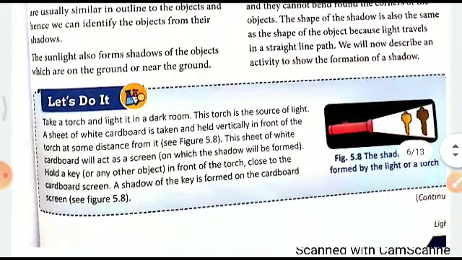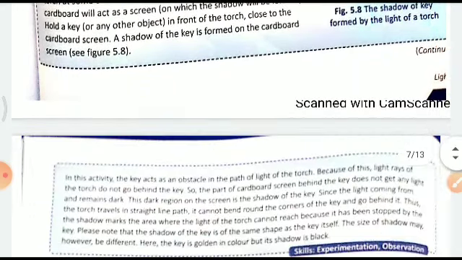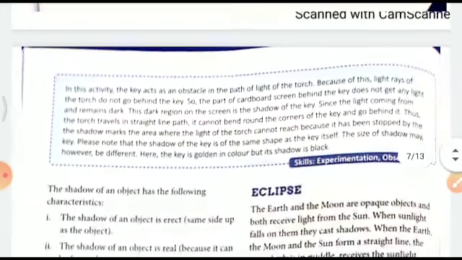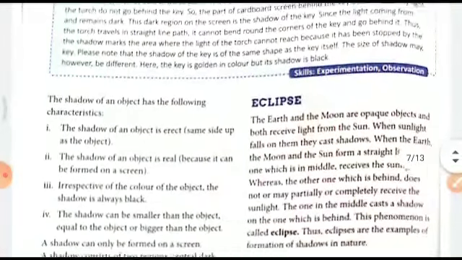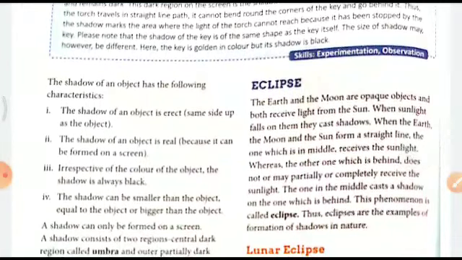Now this is an activity of shadow formation, right? They take a key in the hand and then put one torch at some distance from this, then throw light from it onto the key, and the shadow will be formed on the wall, right?